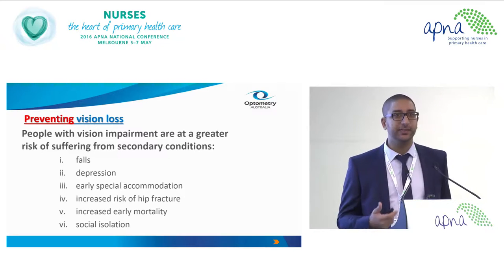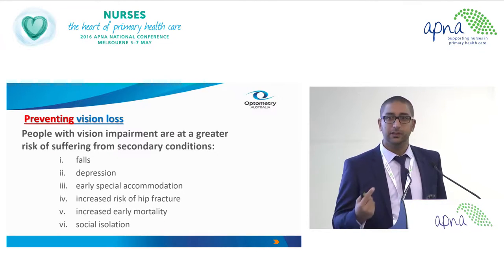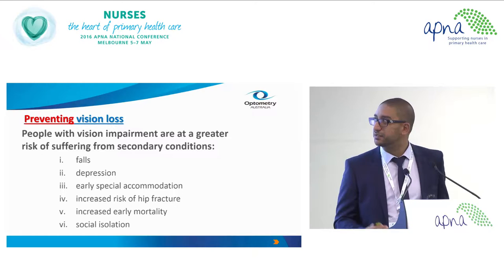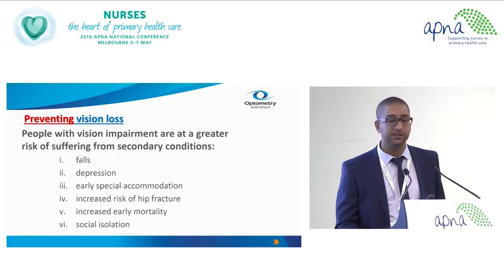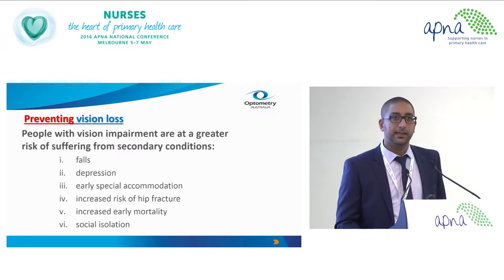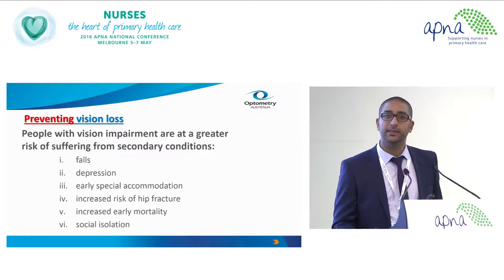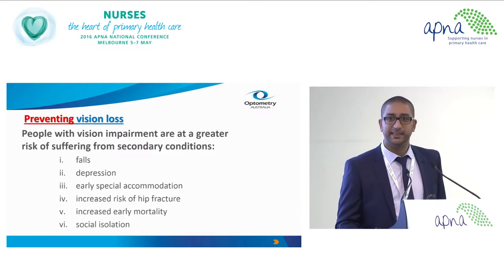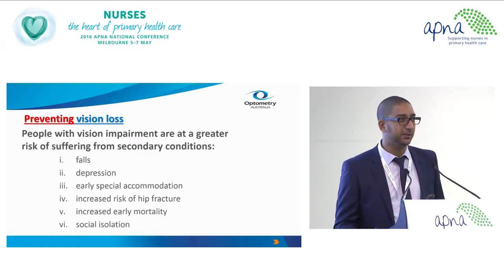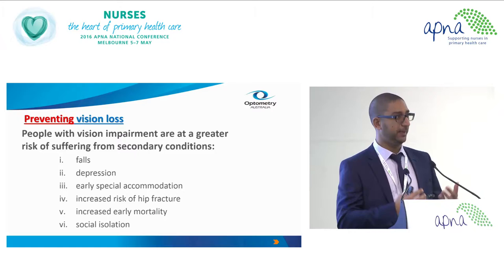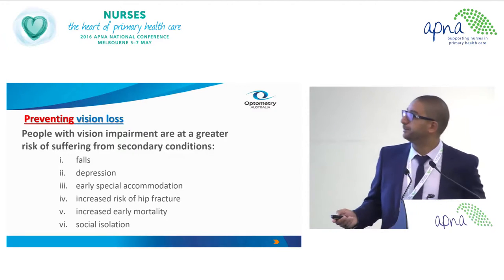And think about the secondary conditions that can result from their eye disorders, things like falls, depression, hip fractures and the like. There's a lot that goes into what can happen. We'll touch briefly on what we see mainly in geriatric settings and aged care facilities, some of the common issues faced by people who have eye disorders, and the flow-on effects of that.